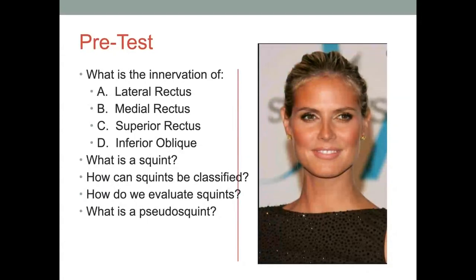Do you have an idea what's a squint? The only thing I can think of is when you squint your eyes, when you can't really see properly. All right. Great.